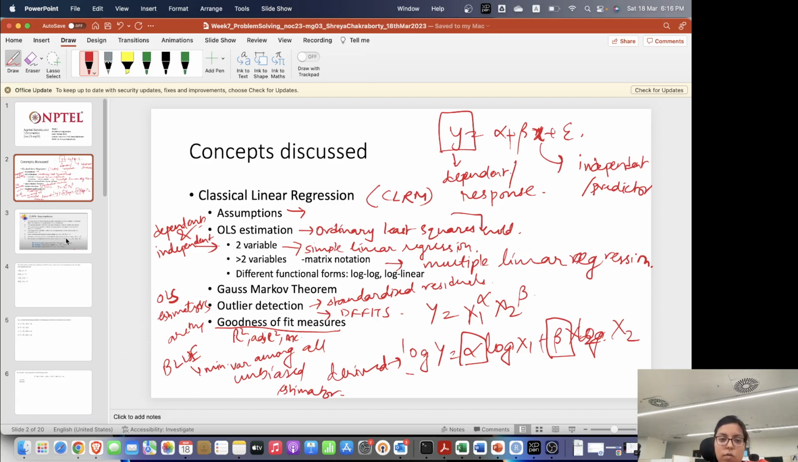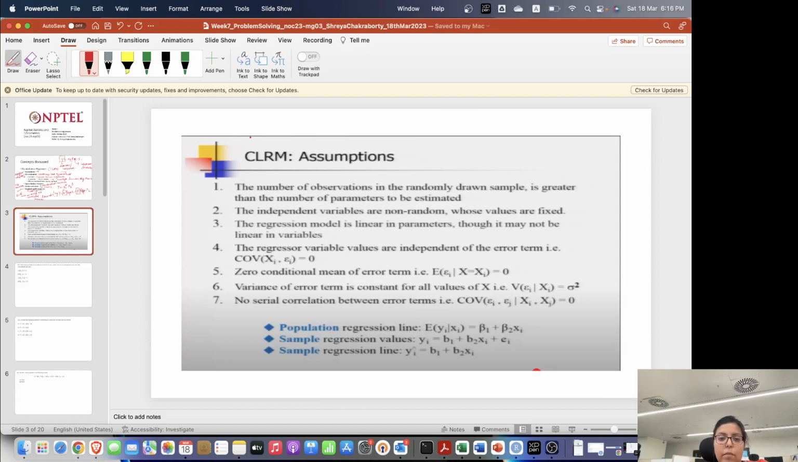But before that, I just want to recapitulate what the underlying assumptions were, because this is very important, and in practical scenarios we should check if these assumptions hold or not. So the first assumption is that the independent variables are non-random. The number of observations in the sample is greater than the number of parameters to be estimated. If we remember a multiple regression model, we would have it something like this, plus epsilon.